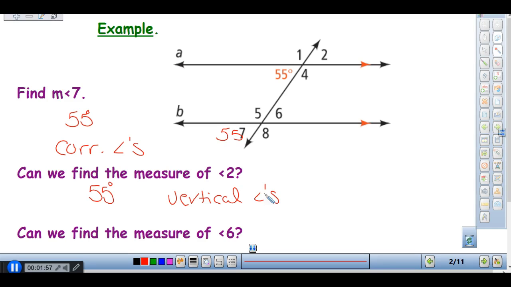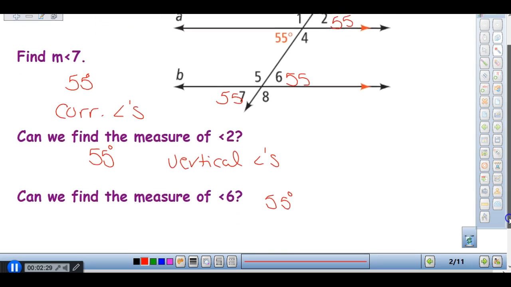Okay, so if that's 55, that's 55, and that's 55, what other angle do I know? 6. Why do I know 6? Because it's vertical from 7, and it's corresponding from 2. So 6 is also 55 degrees, and for that one I could use either vertical angles or corresponding angles. Either one would work. Sometimes you will have 2 reasons.